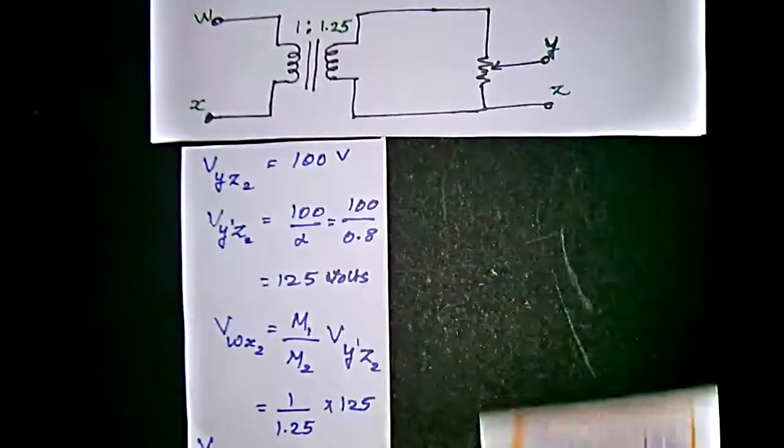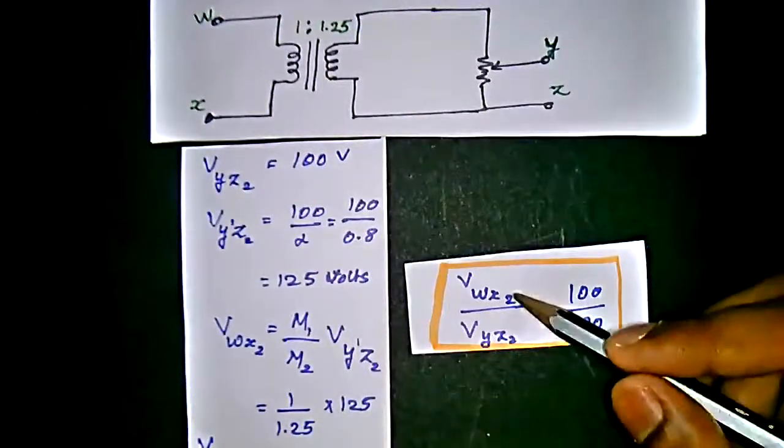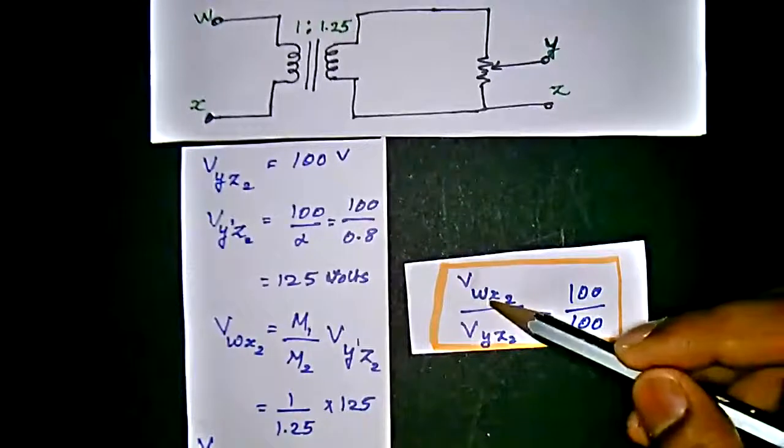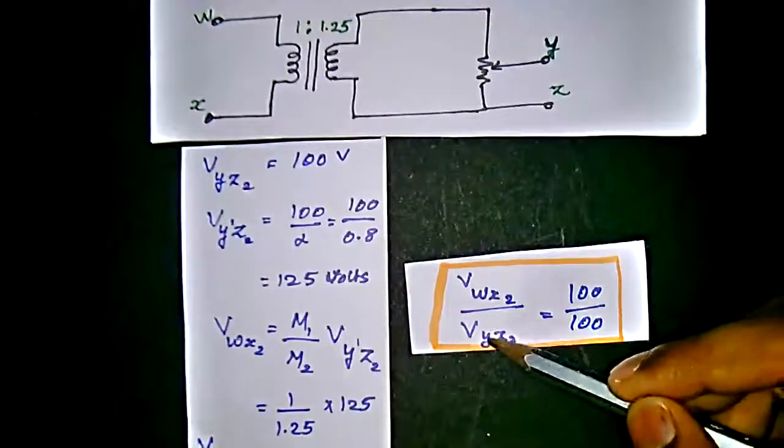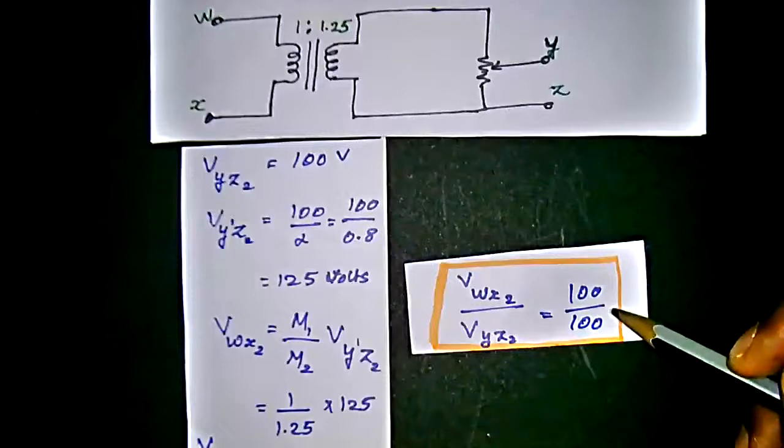So the equation they asked for, Vwx2 divided by Vyz2, is 100 divided by 100.